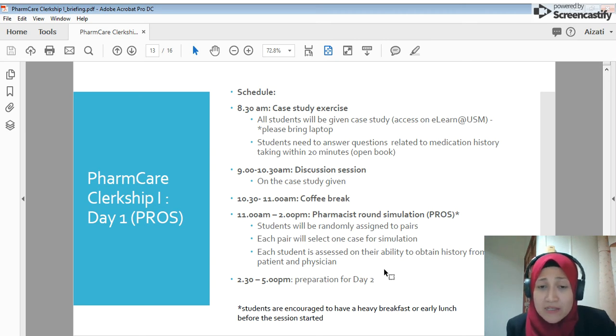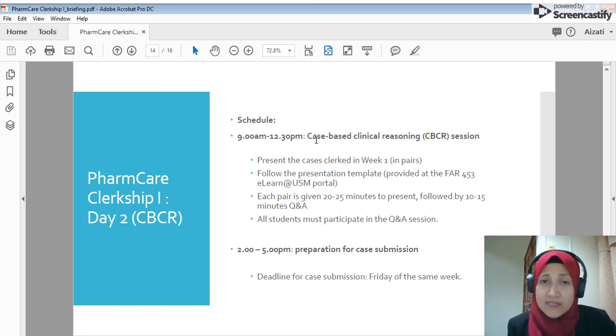In the afternoon, or as soon as we finish with the first session, you can start to prepare your case for the case presentation on the second day. The second day would be CBCR, which is a case presentation. You present the case that you have clerked in the hospital. Follow the presentation template, which will be uploaded in the e-learn. Each pair is given 20 to 25 minutes to present, followed by 10 to 15 minutes of questions and answers.